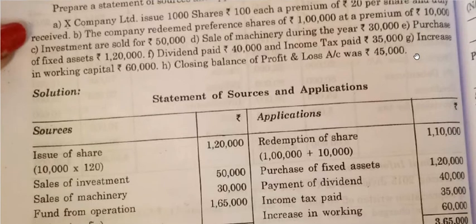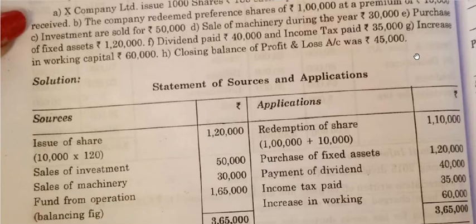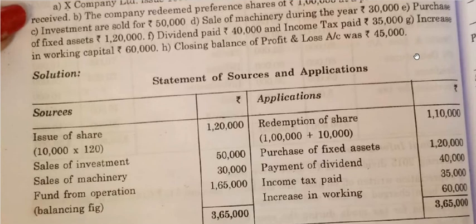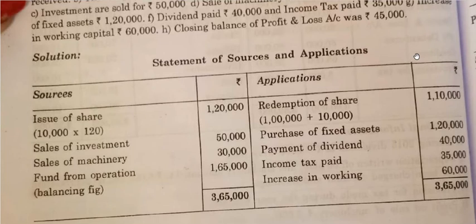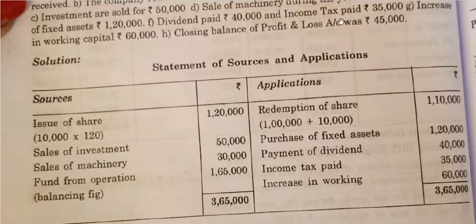Purchase of fixed asset, outflow of funds, so it becomes application of funds, 1,20,000. Dividend paid 40,000, again outflow of funds, it comes under application. Income tax paid, outflow of funds, application. Increase in working capital, outflow of funds, 60,000. And closing balance of profit and loss account is 45,000. So this will come under your adjusted profit and loss account.